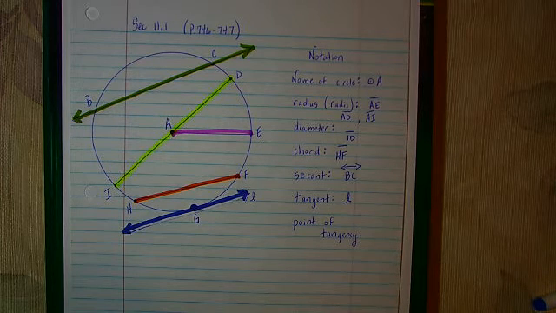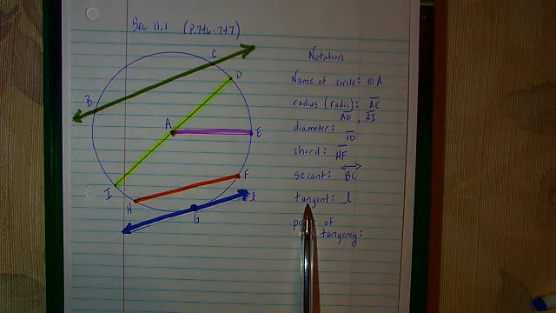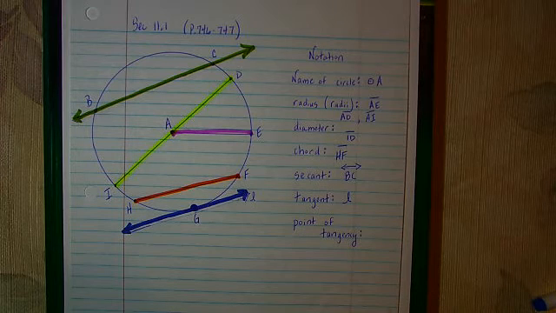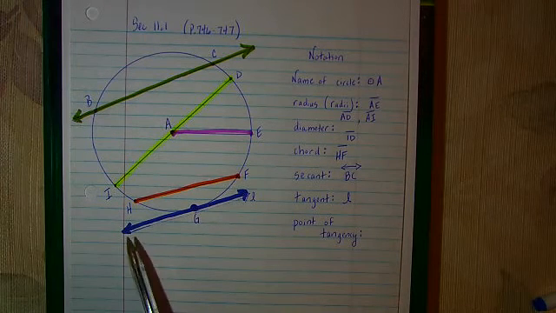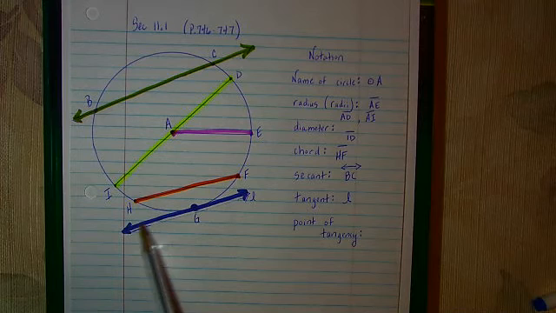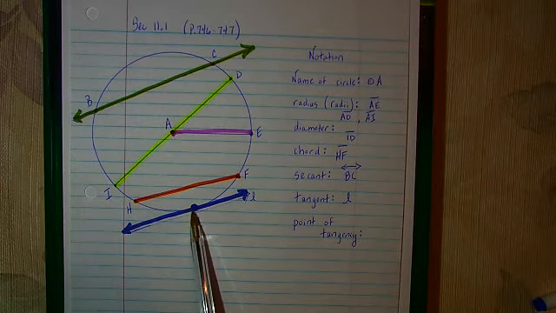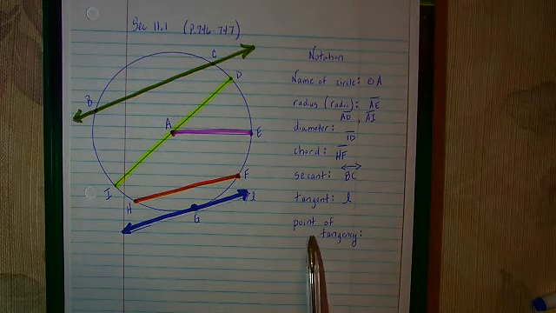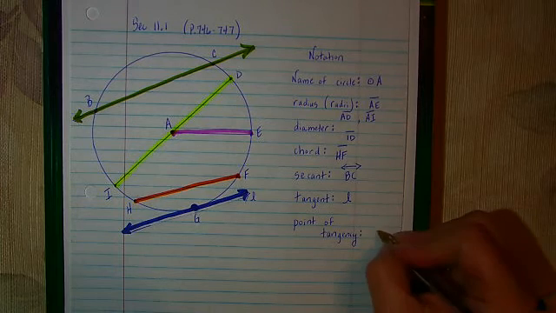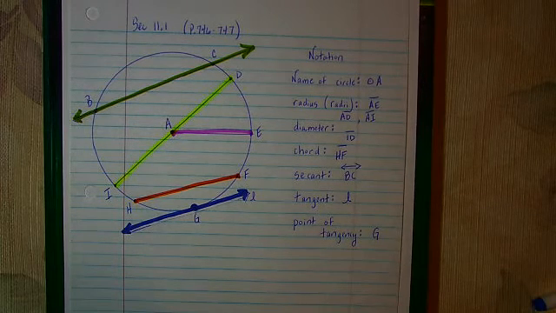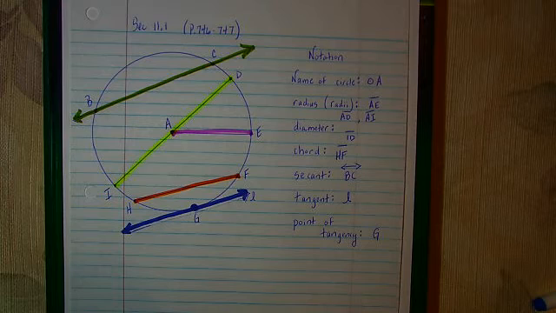And then the last thing I have here is the point of tangency. I just defined a tangent as a line that touches the circle at one point. So the point of tangency would be that exact spot where the tangent line touches the circle. In our figure here, when I traced over my tangent line, you'll notice it touched the circle right here at point G. So we would say the point of tangency is G. Again, to name a point, you just use that 1 capital letter.